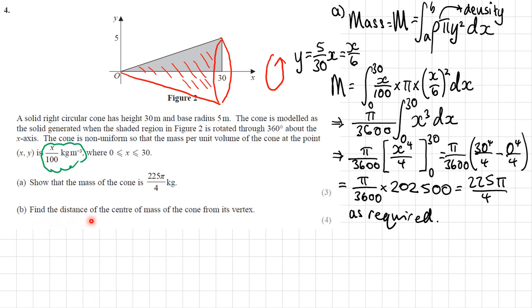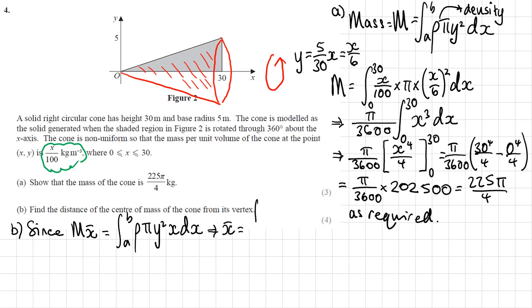Part B. Find the distance of the centre of mass of the cone from its vertex. Okay, so the first thing is to recognise that since we have the mass times the centre of mass equal to the integral between limits of a and b of rho times pi times y squared x dx, we can rearrange this to get the centre of mass. So the centre of mass is equal to that integral, rho pi y squared x dx, divided by the mass. And that's quite handy because we worked out the mass, or we proved that the mass in part A was 225 pi over 4.